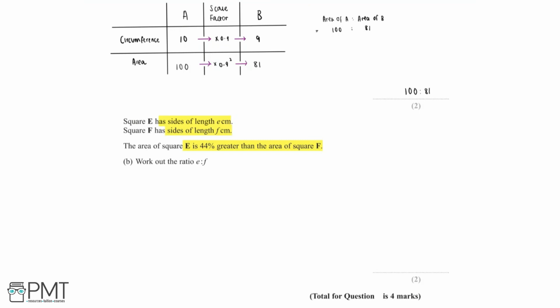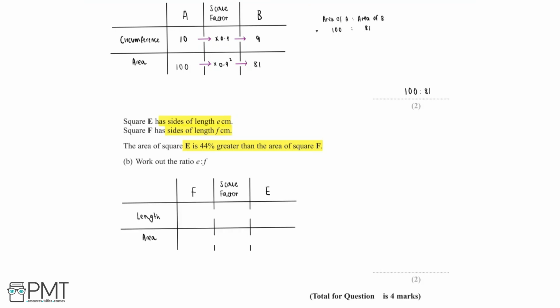Now we can use a very similar table to the table we used in part A, except this time we know the ratio of the area. So if the area of square E is 44% greater than the area of square F, to get from square F to square E, we want to increase by 44%, and when we increase by 44%, we want to multiply by 1.44. And so let's imagine that the area of square F is equal to 100. To increase this value by 44%, we want to do 100 multiplied by 1.44, which will leave us with 144.